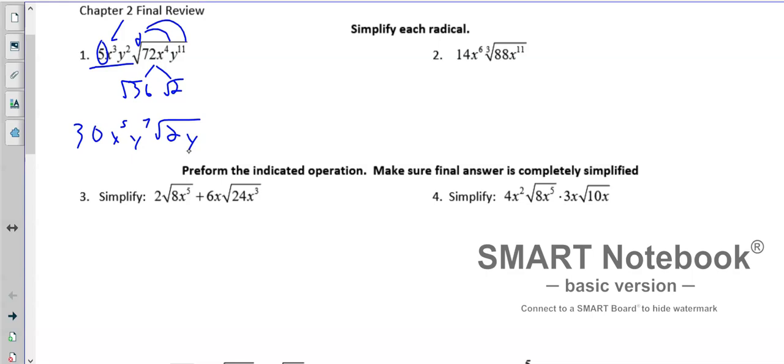Number 2 has a 14 out there. So 88. Now, remember, we're looking for a cubic number, a perfect cube that goes into 88. Well, that would be 8 times 11. Okay? The cube root of 8 is 2. Times 14 is going to be 28. I write the cube root over here. Don't forget that 3. The 2 is not that important here because it's understood, but on this one you have to write the 3. The 11 is stuck inside.